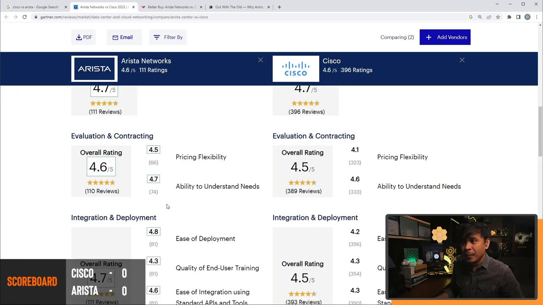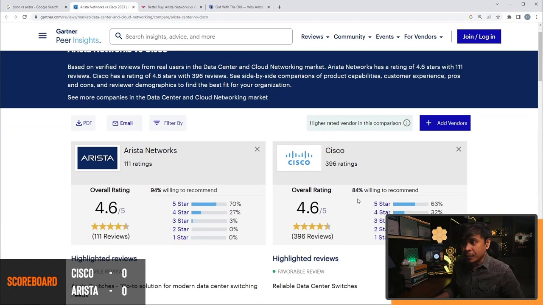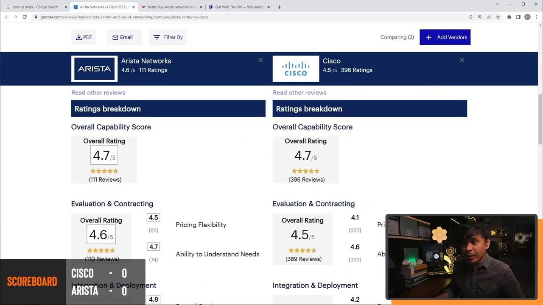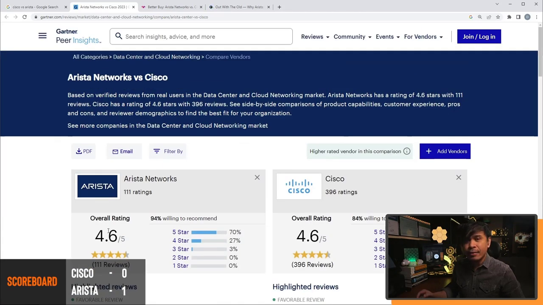What do you think? Now, overall rating is both 4.6, but based from what we saw, it seems like Arista got a little advantage. Okay, and I believe this 4.6 from Arista is a little higher, like 4.65, while Cisco is the lower side of 4.6, like 4.60 or 4.61. Okay, so this is the first page, first comparison.